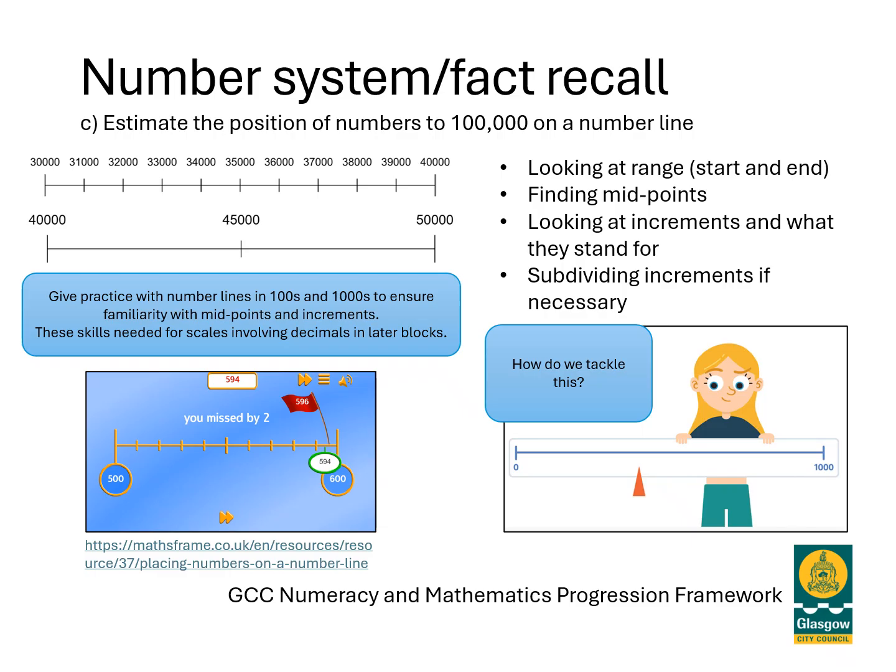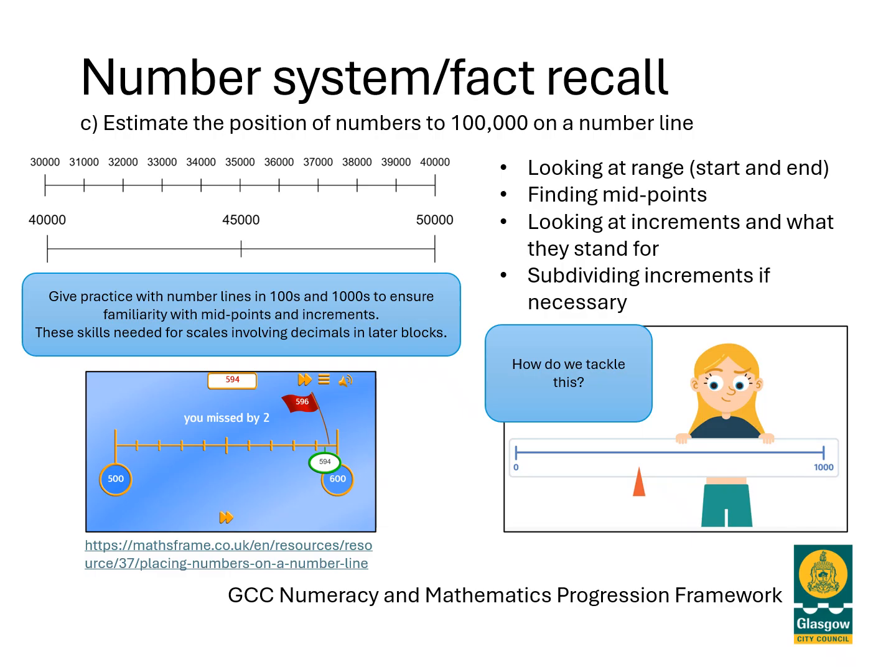So if I were wanting to mark 31,200 onto that first number line, I would be looking at 31,000 and 32,000, probably marking on 31,500 so that I could see the middle bit, and then estimating where exactly 31,200 might be. The screenshot at the bottom left is a really nice manipulable online tool that gives practice with that. So it might be worth exploring.